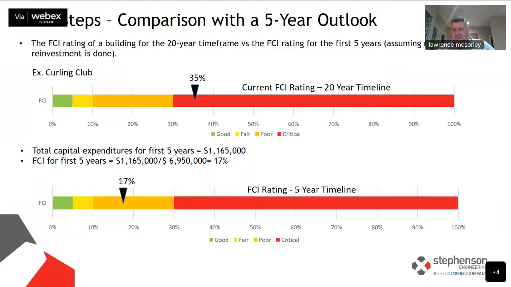So the good and fair are pretty small. There's a pretty big range here of distance in the poor category, but once you cross over to the critical, due to the age and condition, this is really where you might have to start thinking about a replacement or a major renovation. Next slide.